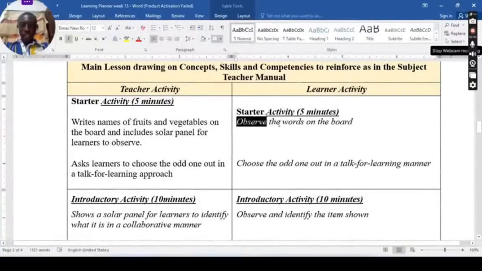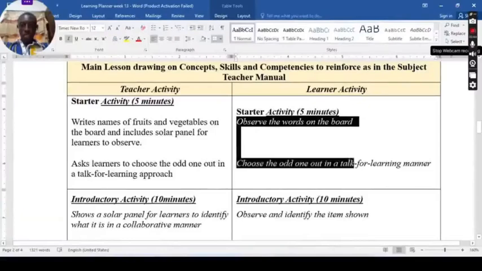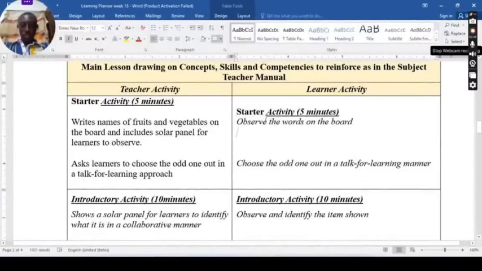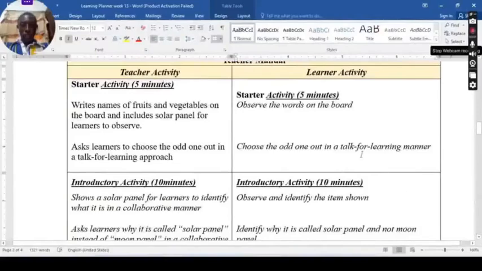The learners are performing these activities, so don't write learners observe. Just go: observe. Alright. So write names of fruits and vegetables on the board and include solar panel for learners to observe. Then the corresponding response on the learner side: observe the words on the board. Mind you, I didn't bring the word learners because it is on the learner side.